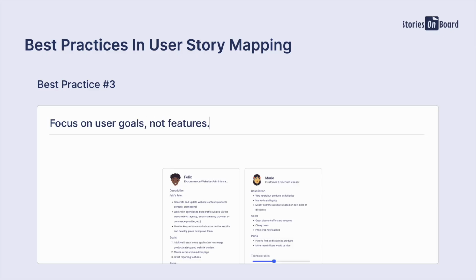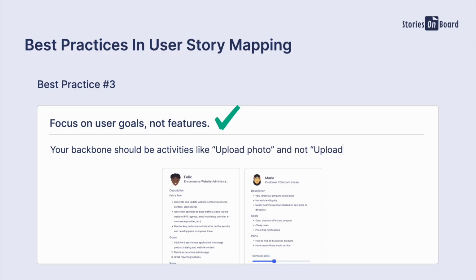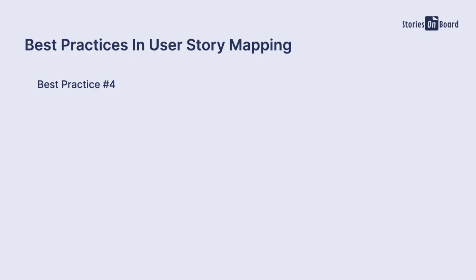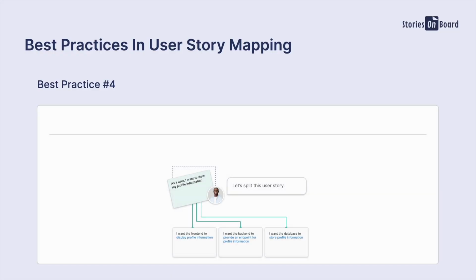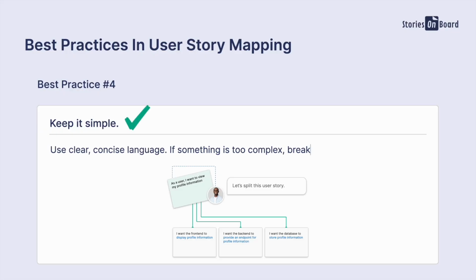Focus on user goals and not features. Your backbone should be activities like upload photo and not upload button. This keeps you focused on the user journey. It is also very important to keep your user story map as simple as possible. Use clear, concise language. If a story is too complex, break it down into manageable pieces.